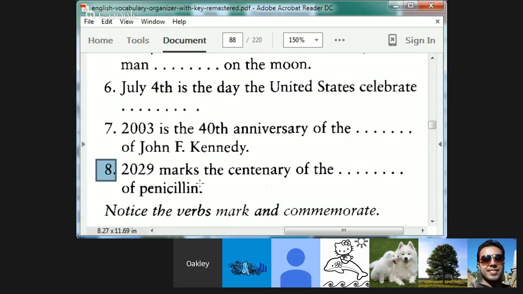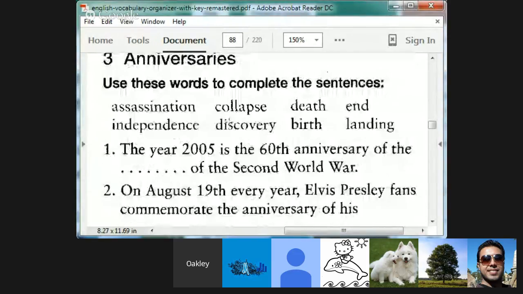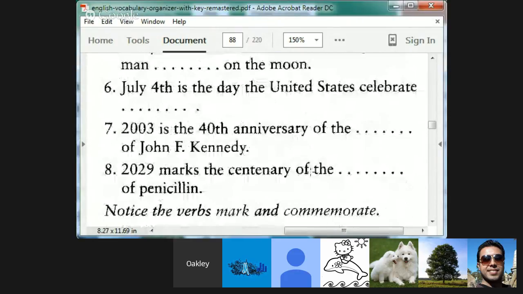2029 marks the centenary of the discovery. Very good. It was always there. The discovery of penicillin. Okay, you can say 2029 or you can say 2029. Either way.